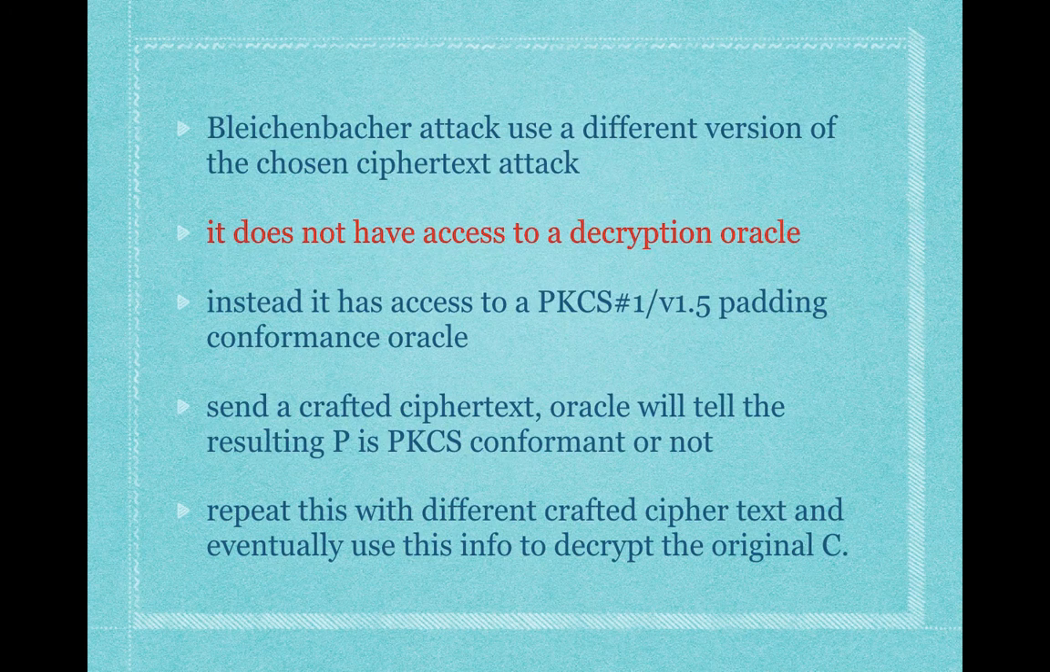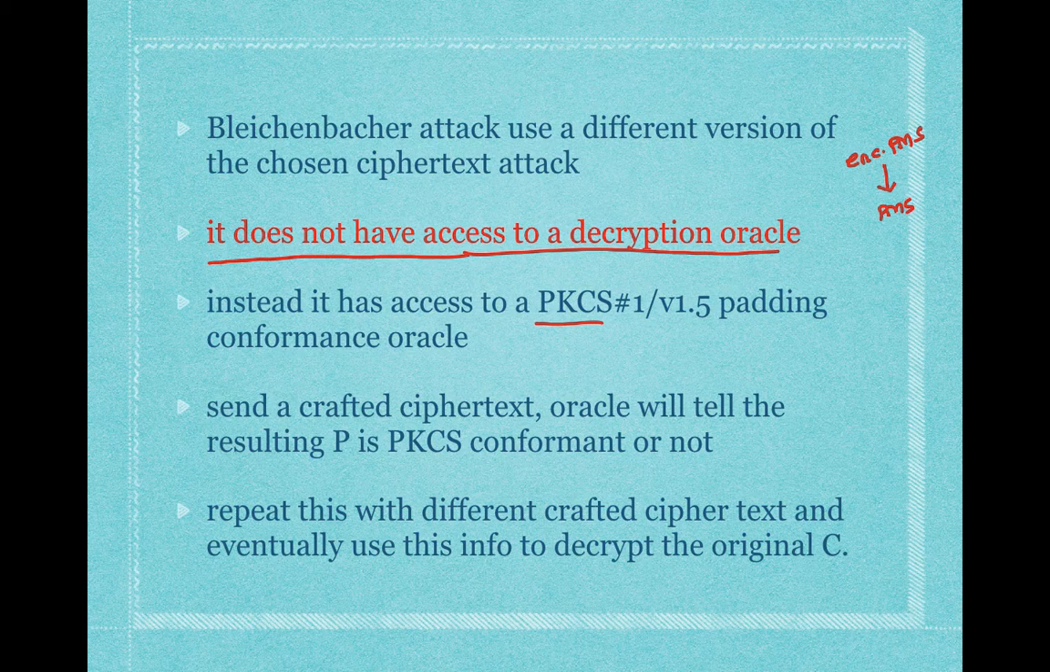However, the Bleichenbacher attack uses a different version of CCA. That is, it does not have access to a decryption oracle. Instead, it only has access to a padding oracle. That means the aim here is not to recover the key. Instead, it is only to decrypt the initial ciphertext. For example, in case of SSL, the initial ciphertext is going to be the encrypted pre-master secret. So your ultimate aim is to decrypt this and figure out the pre-master secret. So this is very important.